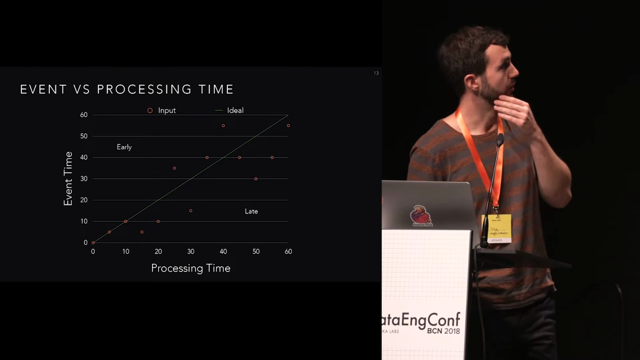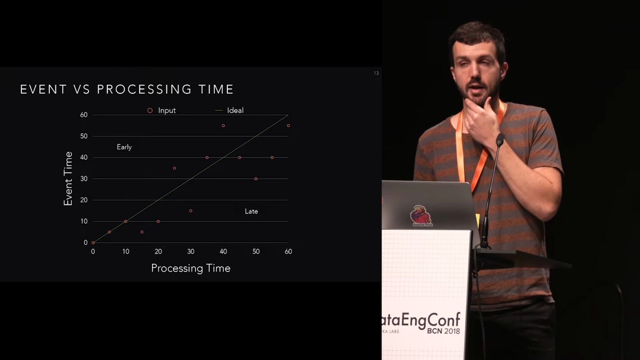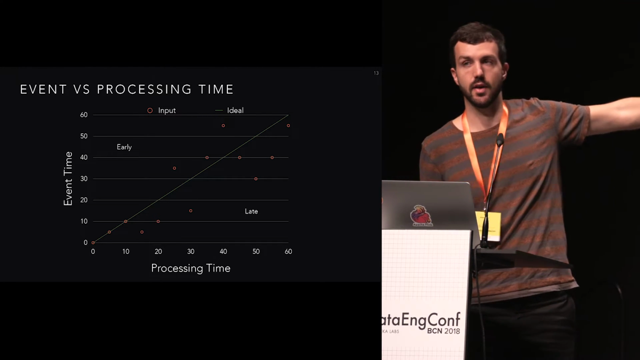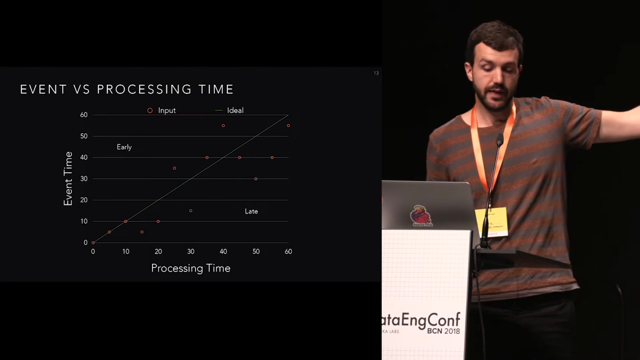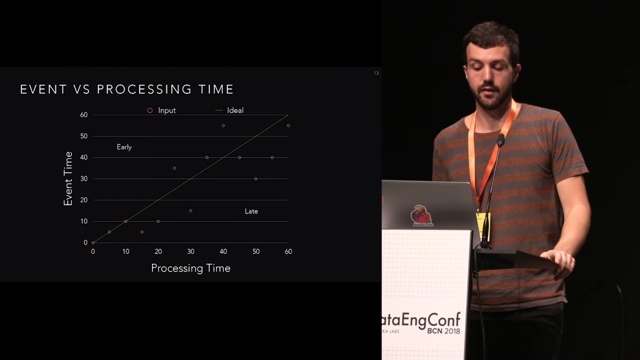So a lot of times we assume that event and processing time are the same, and that's like for the first three red dots we have, the same, like 0, 5, and 10, the same processing and event time.